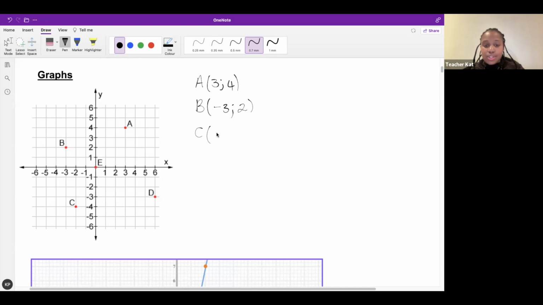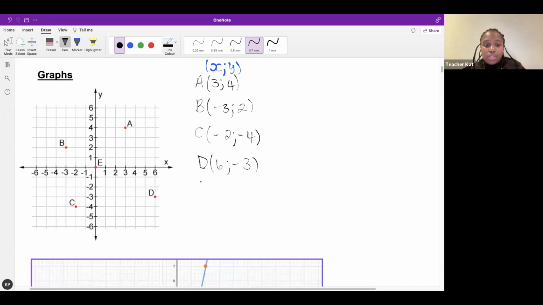Nice, nice, guys. So it's -2 and -4 and D. My coordinates for point D, which is all the way on the side over here. I like that you guys are writing these coordinates correctly with my brackets and my semicolon and in the right order, which is X, Y. So let's write the one for D. Nice, Nhlamulo and Linomta and Seth. That would be 6 and -3.